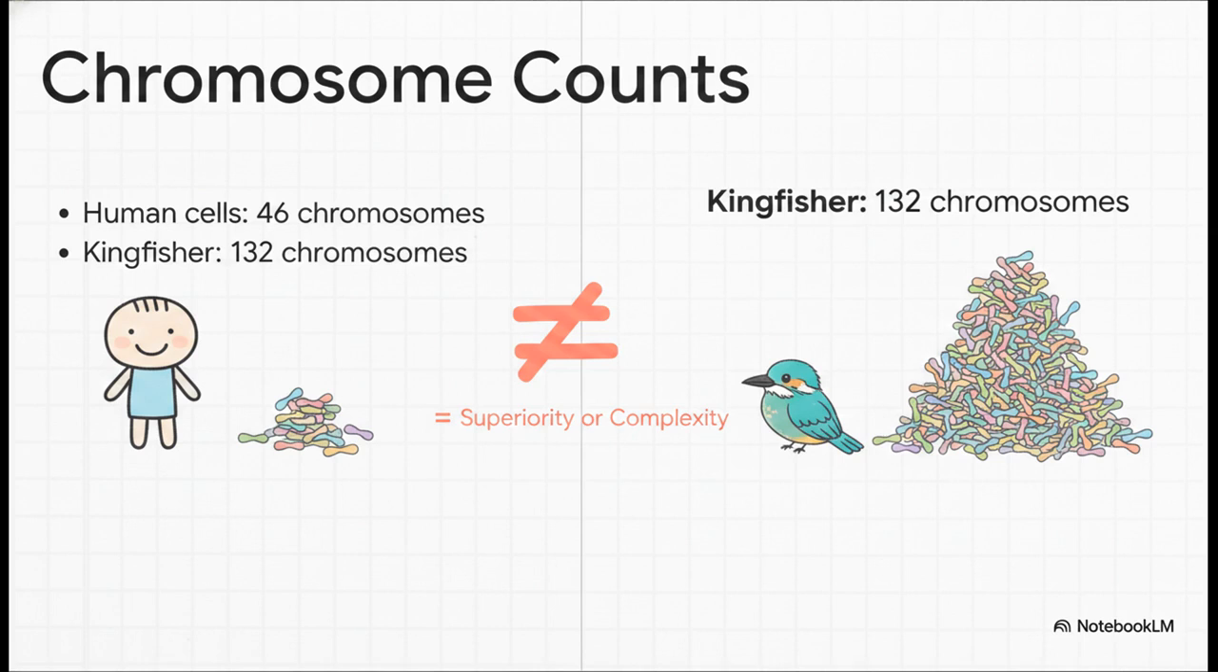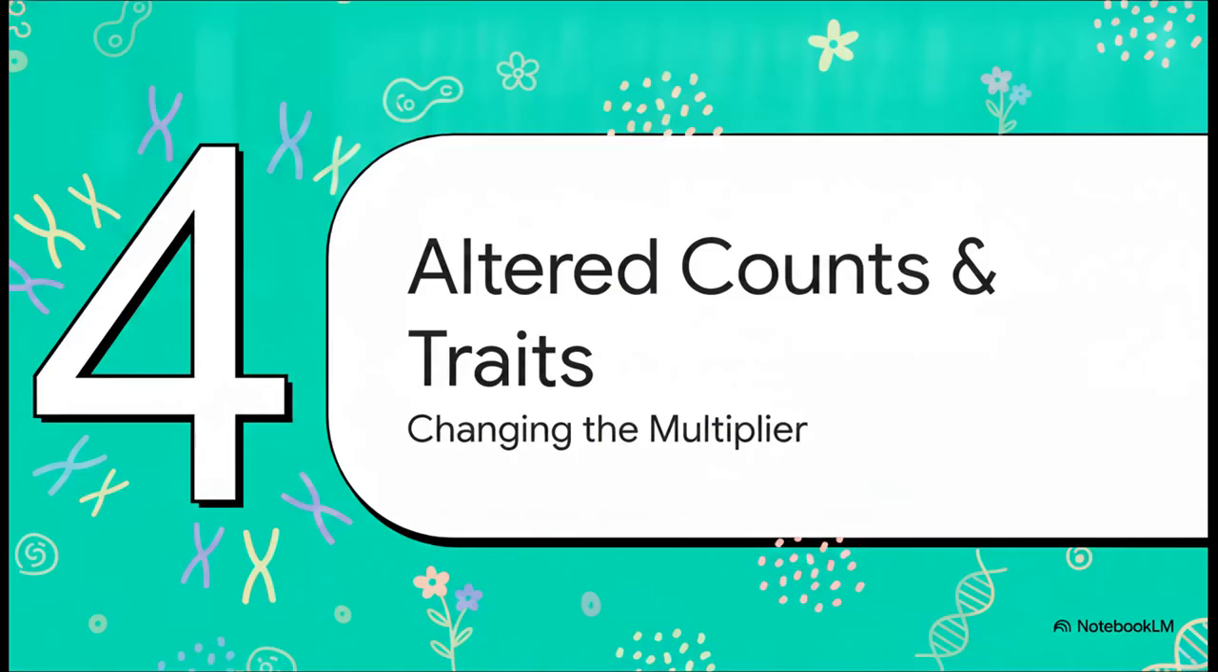Human cells have 46 chromosomes, arranged in 23 pairs. Yet the turquoise kingfisher, which is a beautiful but relatively small bird, has a whopping 132 chromosomes. The multiplier doesn't equal superiority, it's simply the specific genetic dosage that particular organism evolved to require to function properly. Part 4. Altered counts and altered traits when the multiplier changes.